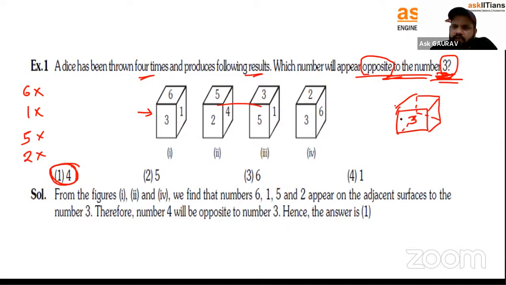So any number which is opposite to 3 should not be 6 and should not be 1, because these are adjacent. Also, it should not be 5, because 5 is adjacent to 3 in option 3. Also, it will not be 2, because it is also adjacent. So the only option available is 4. Is it clear?